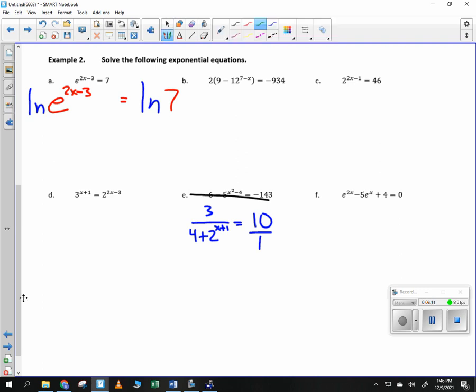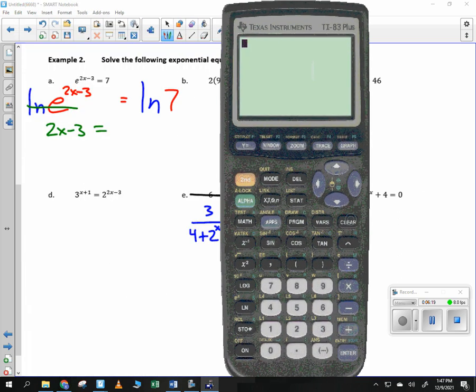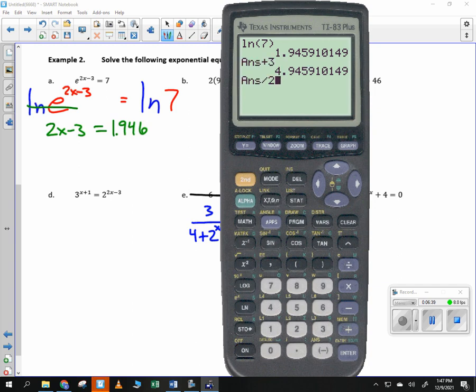And this beautiful thing happens where they cancel out and I get 2x minus 3 is equal to the natural log of 7. I have a natural log button on my calculator. I can compute that, natural log of 7, and I get 1.946. Don't be afraid of the decimals. You're going to get a lot of decimals in this section. How do we then solve? Add 3 and divide by 2, right? So I'll do those operations, and I get 2.473.